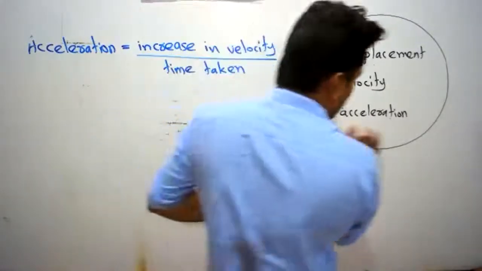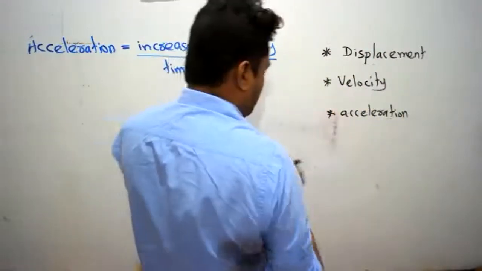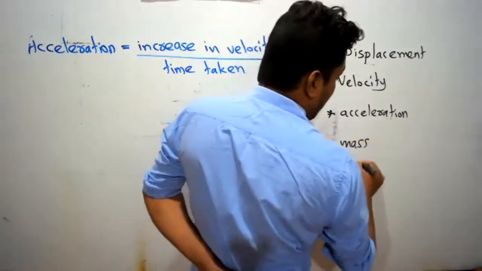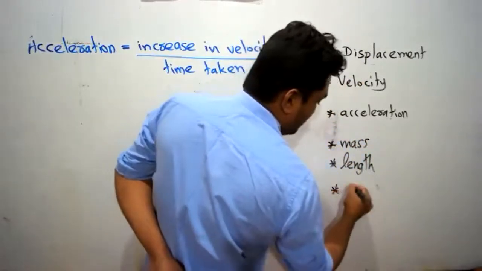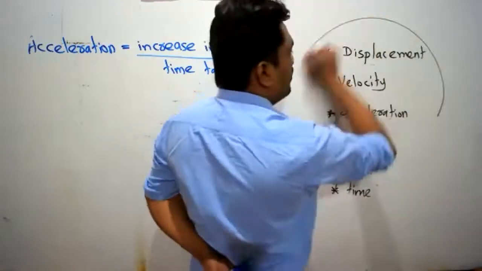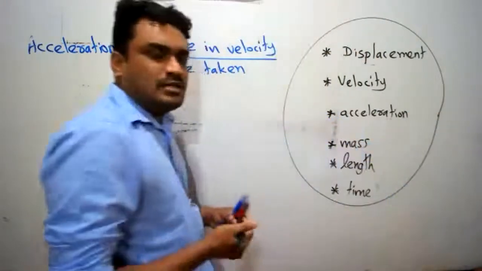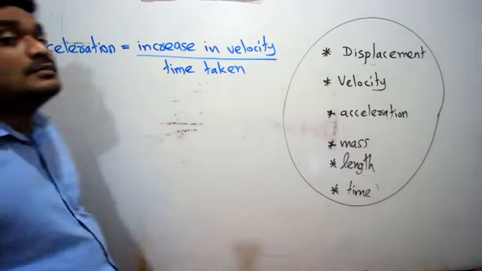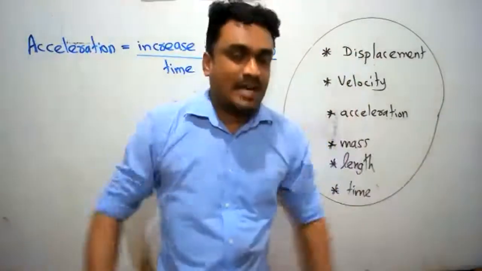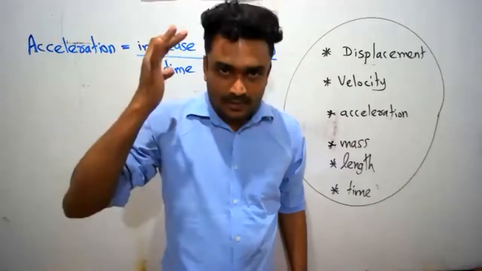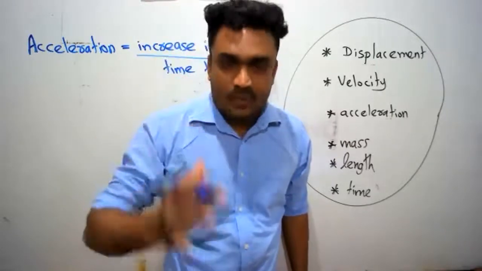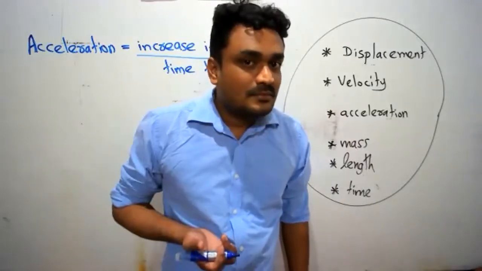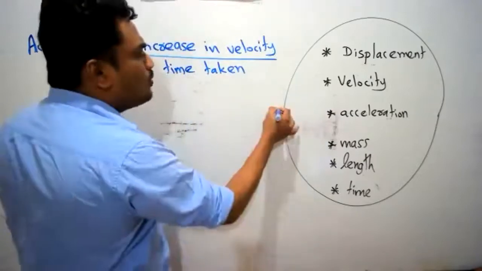Okay, I add some more. You have learned some other things like this. You have learned mass. You have learned length, and we have used time. So if somebody asks you to give a common name for them, can you suggest a common name for these things here? Physical quantities. They are called physical quantities.